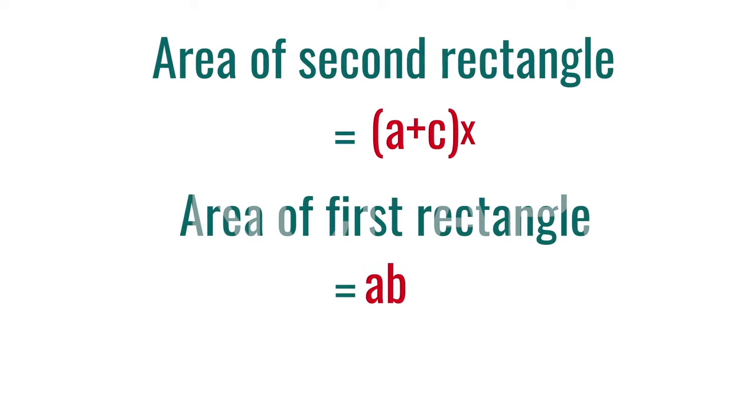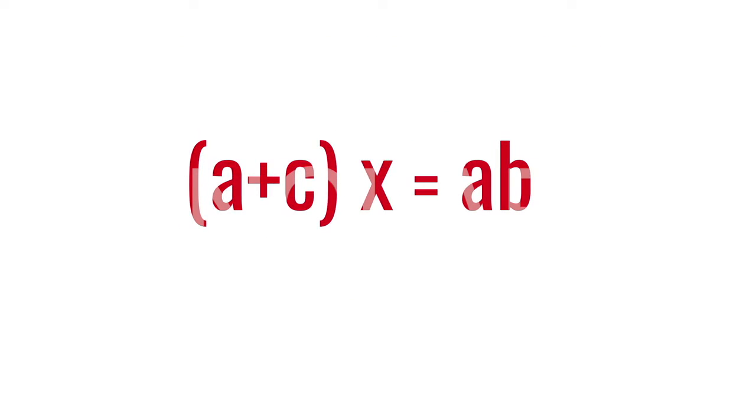Both the rectangles have the same area, so it can be written as (A plus C) into X is equal to A into B. Now by calculating the value of X, the width of the new rectangle will be obtained. Now we are going to apply this concept geometrically.